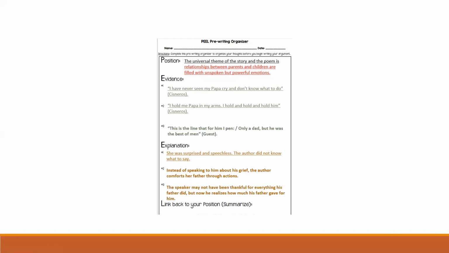Moving on, we have our text evidence from the poem.